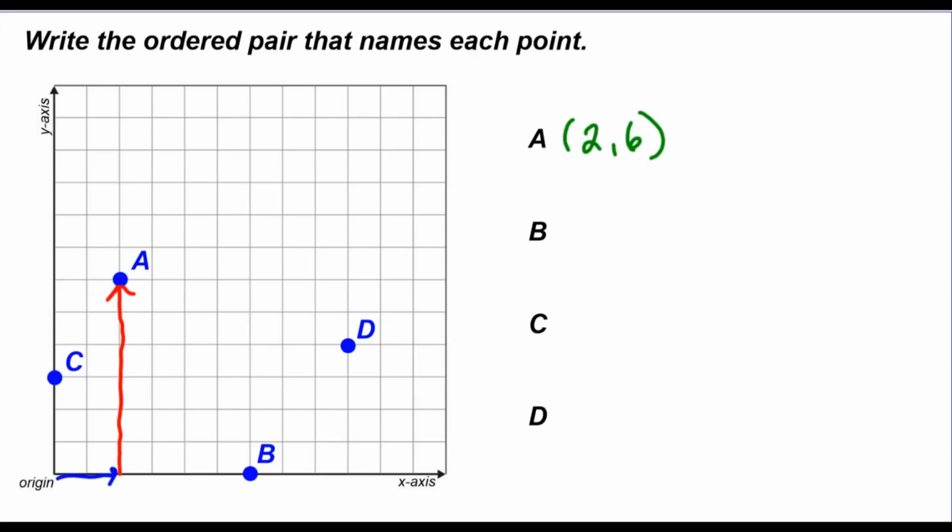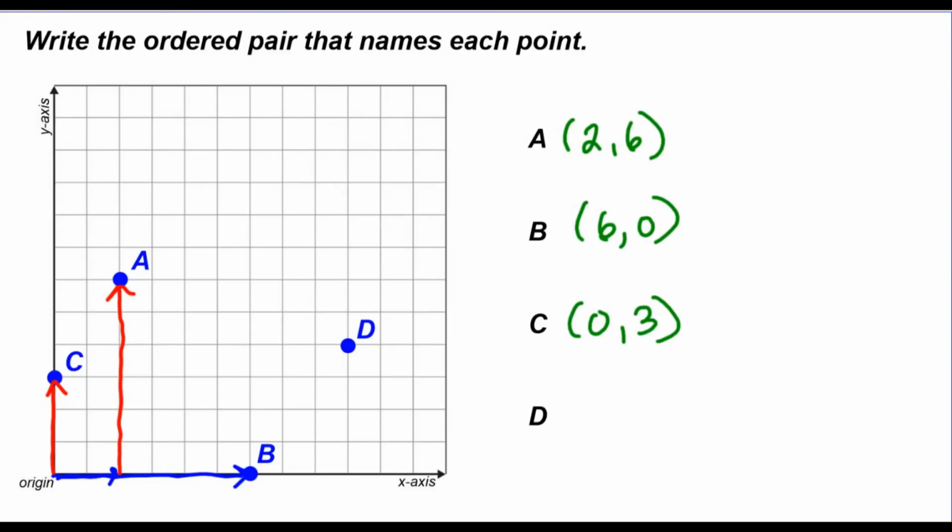B is on the x-axis, 1, 2, 3, 4, 5, 6 units over on the x-axis, and it is not up anywhere on the y-axis, so that is located at 6, 0. And then C, again, we're not moving right at all, just moving up in the y direction. It's on the y-axis, so it is up 3 units. So that is at 0, 3.